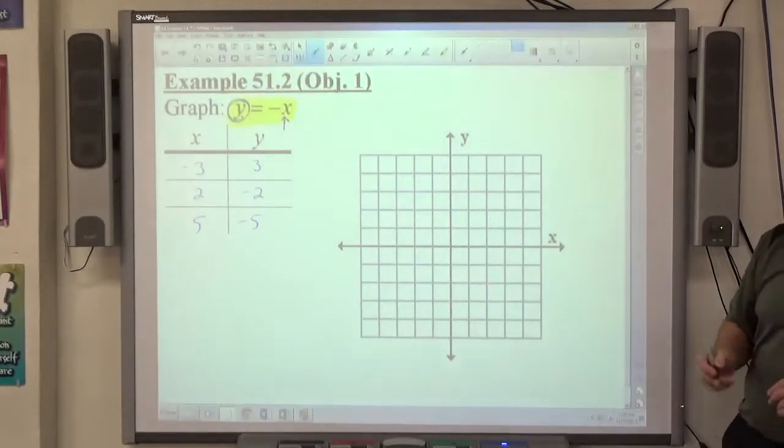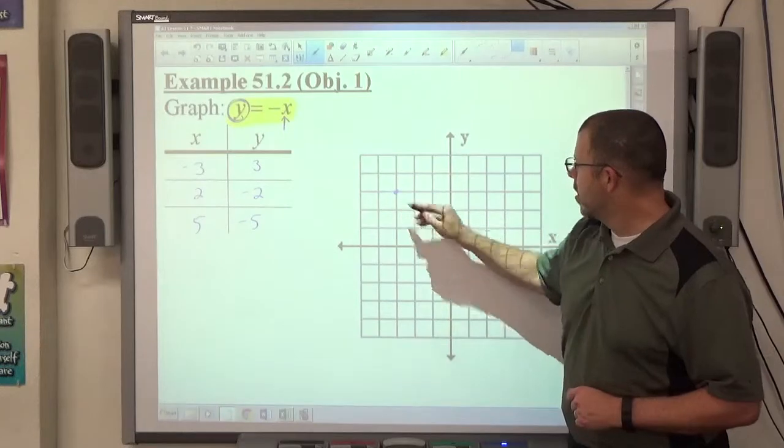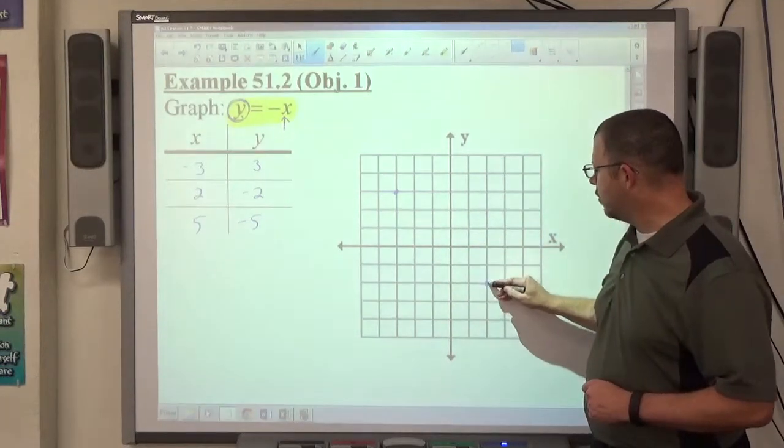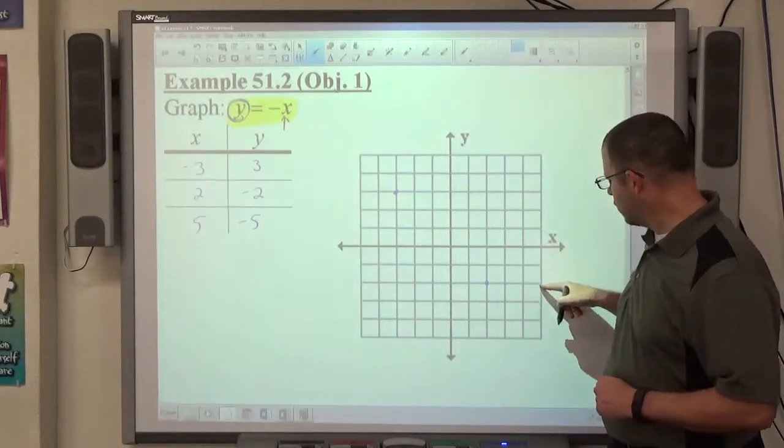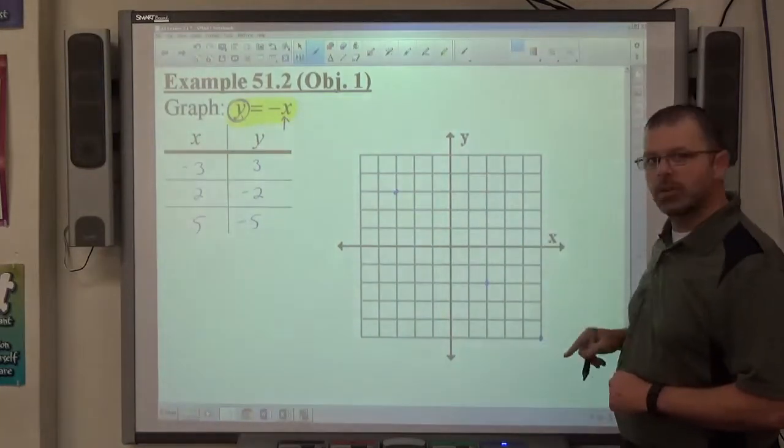All right? So, negative 3, 3. 1, 2, 3 left. 1, 2, 3 up. Positive 2, negative 2. 2 right, 2 down. 1, 2, 3, 4, 5. 1, 2, 3, 4, 5. 5, negative 5. Notice those 3 points do line up.